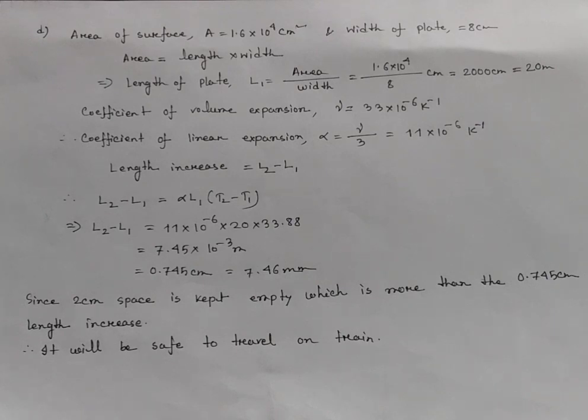So here we have to calculate the linear expansion of that plate, because the plate will expand while the train is passing over it. For that, our desired equation is L2 minus L1, that means delta L equals alpha L1 into (T2 minus T1), where we know that alpha is the coefficient of linear expansion.